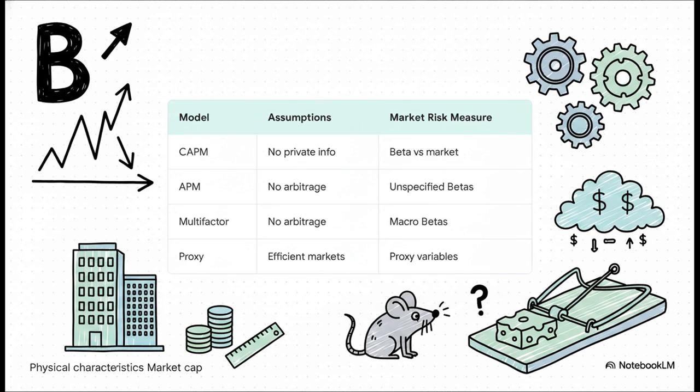Think of this summary matrix as your ultimate cheat sheet. In CAPM, your measure of market risk is just one beta against the market. In APM, it's multiple unspecified betas. In multi-factor, you're looking at macro betas. And in proxy models, it's all about physical company characteristics like market cap. But at the end of the day, every single one of these is just a different mousetrap, and they were all built to catch the exact same mouse, non-diversifiable market risk.